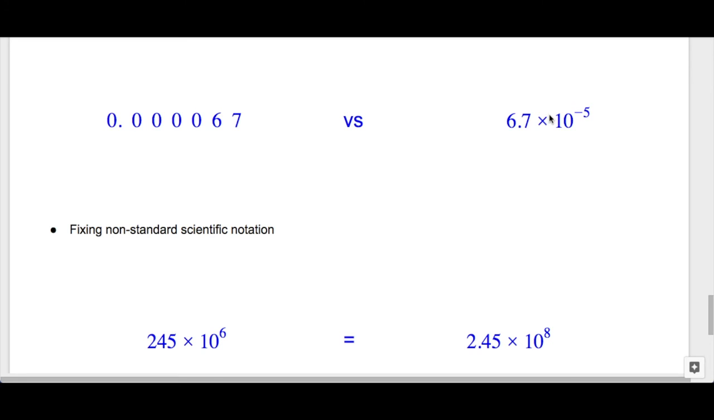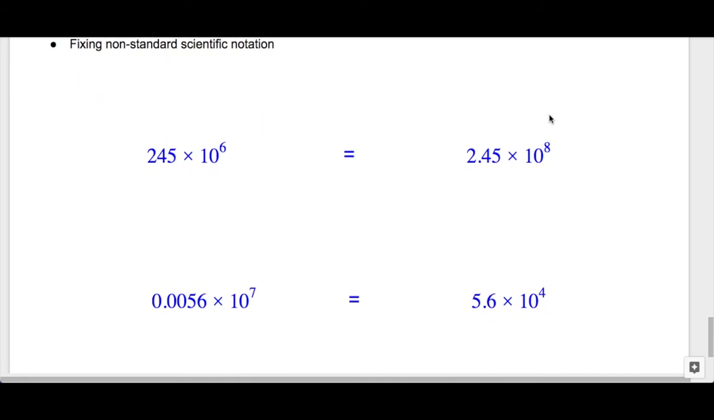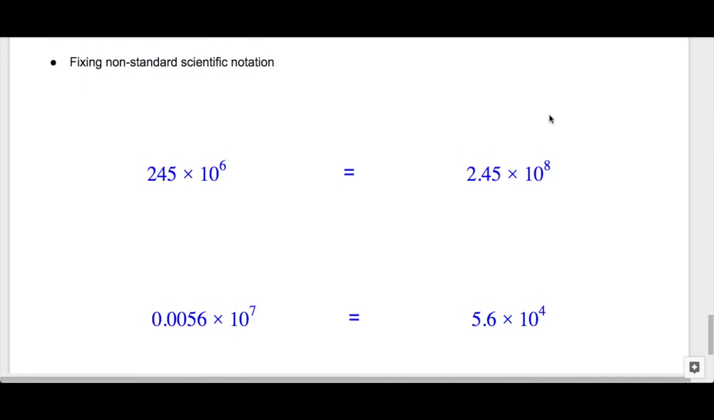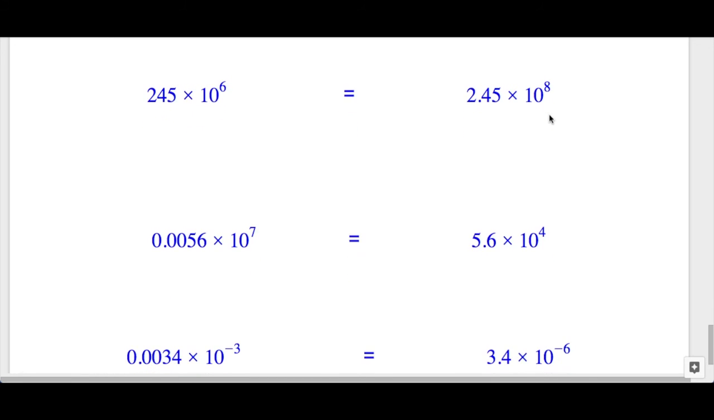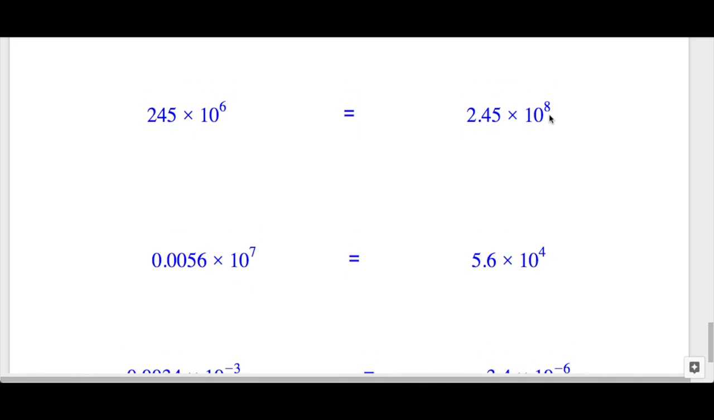Let's apply that to fixing our non-standard scientific notation. So how can we apply that in this case? Well, we're going to reverse that idea that we did originally and apply it here. Now, let's take a look at this value right here. Normally, if this was not here, this would be your ones column, or 10 to the 0. Normally, this would be 10 to the 1, or your tens column, and this would be your hundreds column.